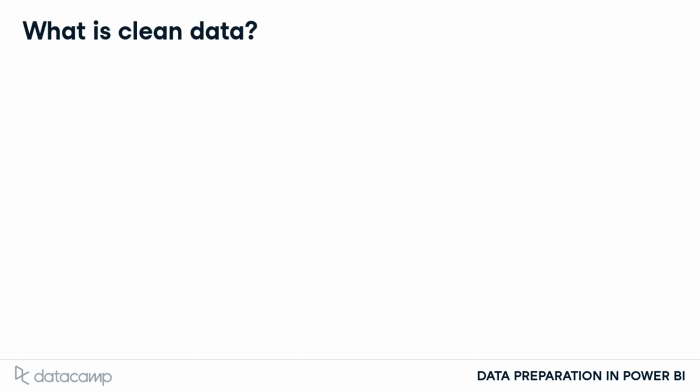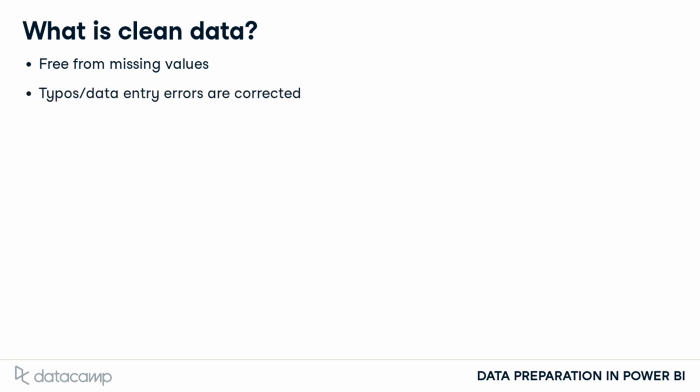So how do we define clean data? There are some important characteristics of clean data that we must strive to attain before conducting analysis. Namely, we want our data to be free from any missing values, sometimes called nulls. We want our data to have no typos or data entry errors. We should remove duplicate entries from our dataset to prevent skewing statistics.